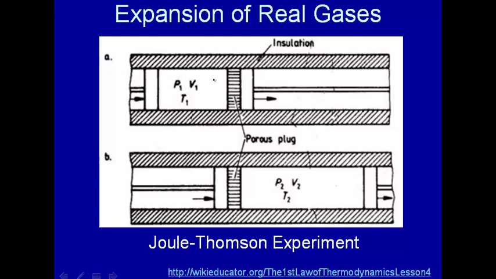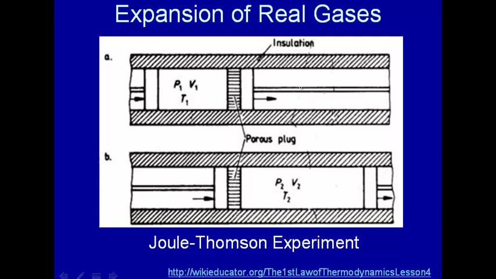And these two chambers are separated by a porous plug. The porous plug allows one to push on this gas and have the gas over here be at a different pressure. And of course the volume will change if the pistons move. What Joule and Thompson did was to measure the temperature on both sides of the system. Furthermore, this whole thing is insulated, so there's no exchange of heat between the system and surroundings. The porous plug is also insulated, so this chamber can be at one temperature, and the other chamber can be at a different temperature.